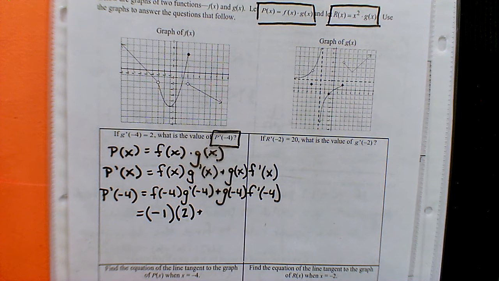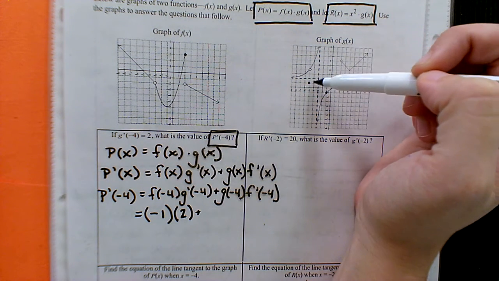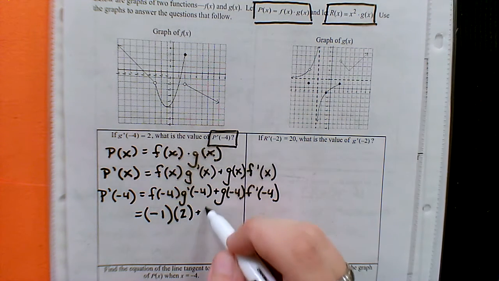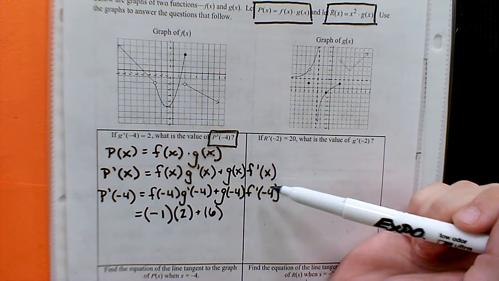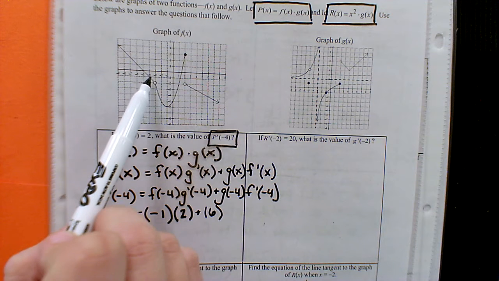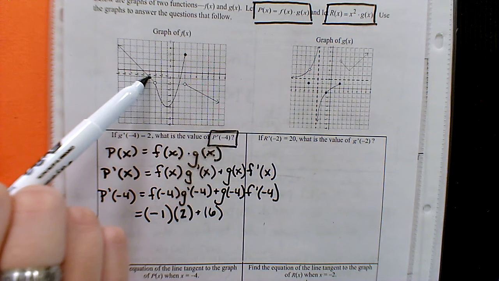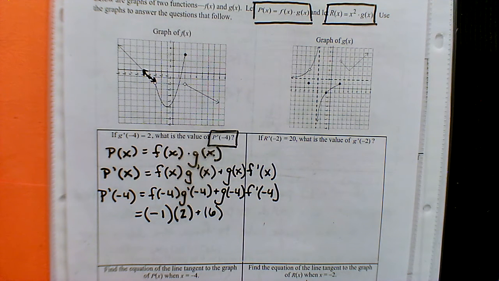Can we figure out what g of negative 4 is? If you were to plug negative 4 into the g graph, what would you get out? Looks like 6. Does that sound about right? And then what about f prime of negative 4? Now they didn't give us any information about that, so we must be able to figure it out based off the graph. If you go to the negative 4 spot and draw a tangent line, notice how the tangent line would actually kind of fall on the line itself.